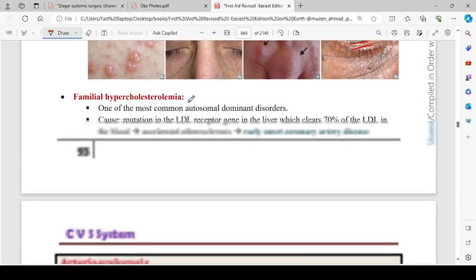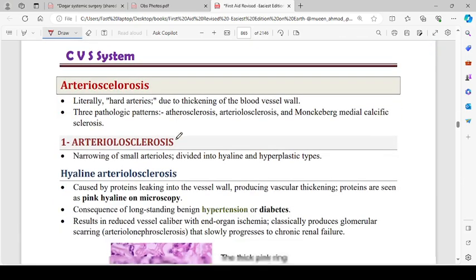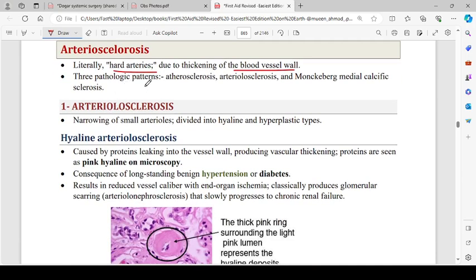Familial hypercholesterolemia is one of the most common autosomal dominant disorders. Cause: mutation in the LDL receptor gene in the liver which clears 70% of LDL in the blood, causing accelerated atherosclerosis and early onset coronary artery disease. Arteriosclerosis, the literal word, means hard arteries due to thickening of the blood vessel wall. There are three pathological patterns: atherosclerosis, arteriolosclerosis, and Monckeberg medial calcific sclerosis.